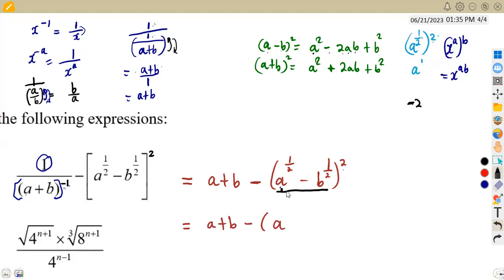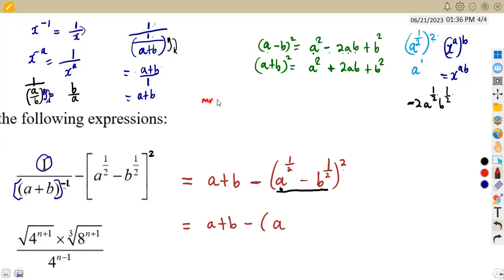A and B, this is our A, which is a to the exponent of a half. Our B is b to the exponent of a half. And there's nothing else we can do unless you want to combine this into a single term, because we have the same exponent. So we can write this as a single term.